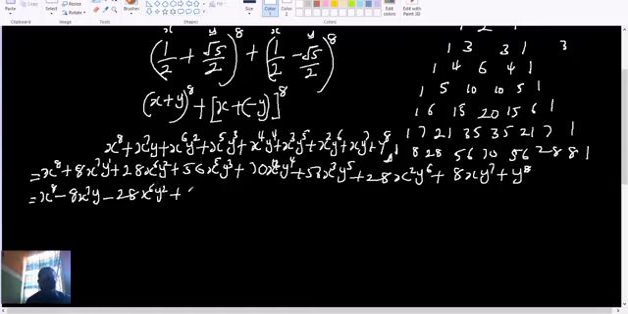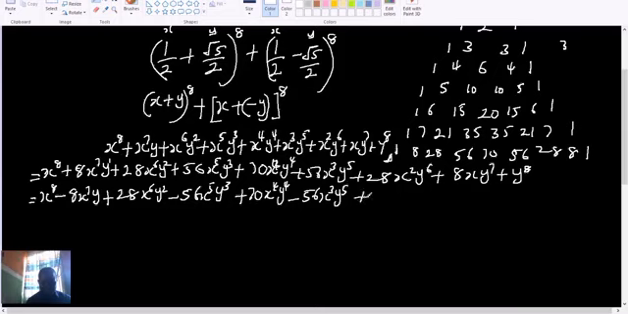This one is an even number. This one is going to be negative because it is an odd number, so you will have minus 56x raised to power 5 y raised to power 3. This one is going to be positive because it carries an even number, so you will have 70x raised to power 4 y raised to power 4. This one is an odd number, so you will have minus 56x raised to power 3 y raised to power 5.